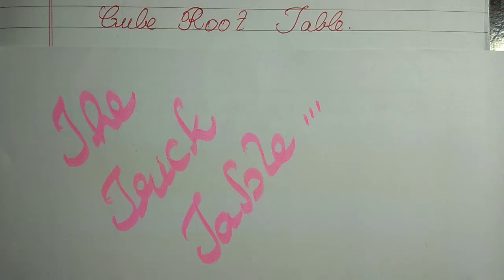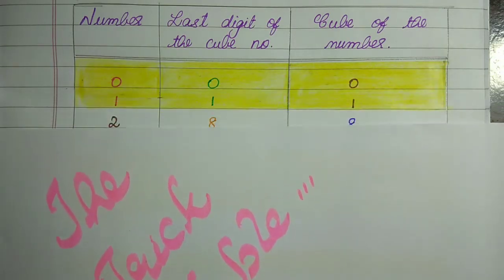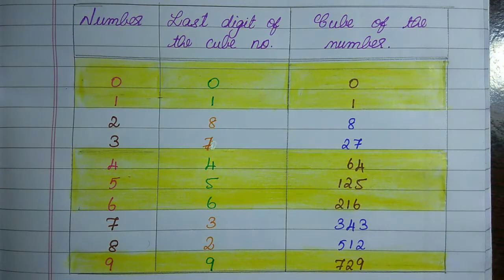So we will have a tricky table, and you have to know that table alone. If you know that table, you can find the cube root for whatever number is given to you. So now it's time to reveal the trick table. Yeah, this is the trick table that you have to know.